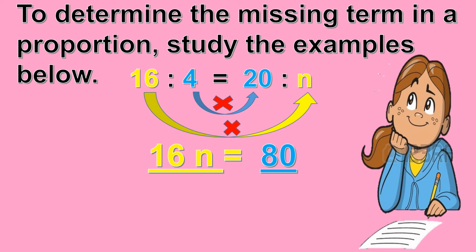In order to get the value of n, we will divide both sides by 16. 16 divided by 16 equals 1, or 1n, or n. Next, 80 divided by 16 equals 5. Therefore, the missing term n equals 5.